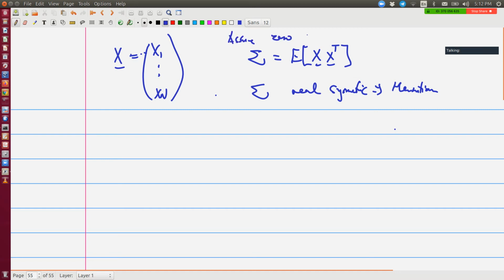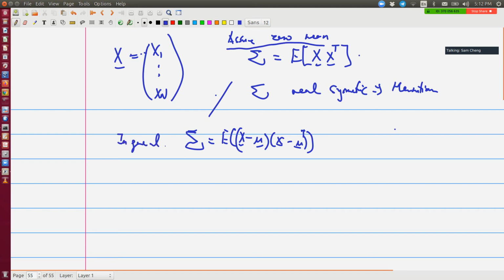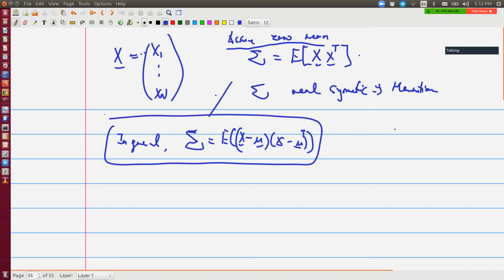I assume zero mean. So in general, it will be equal to x minus mu. But for convenience, let's assume zero mean, otherwise it'll get pretty ugly. But here we assume zero mean. So this is general.